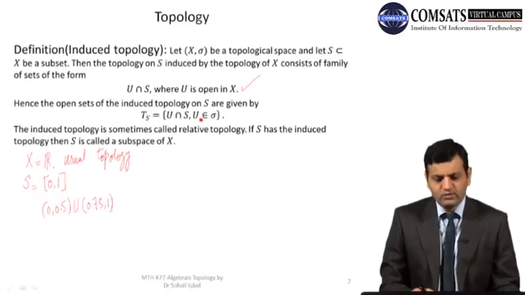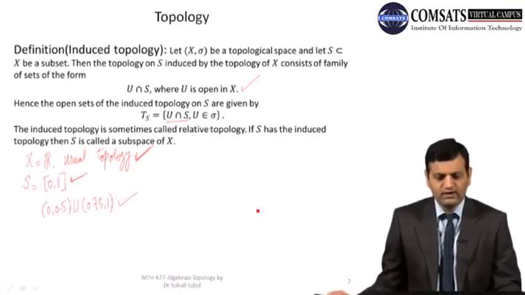Okay, so what are the open sets? Open sets are, of course, once again a union of open intervals, because they are the open sets in the usual topology intersected with this set S, and you will get sets of this form. And of course, what are the closed sets? We can easily find the closed sets in this induced topology, because we have to take complements of the open sets, and once again they are intersections of closed sets in the usual topology with this set S. So this is a simple exercise for you to see the fact.